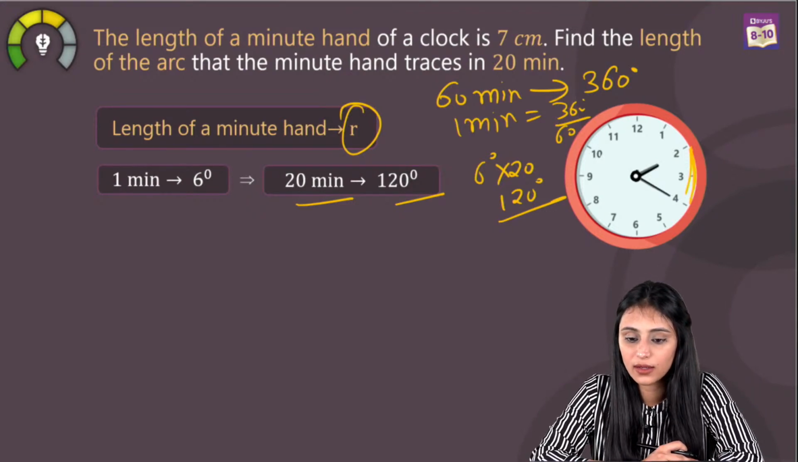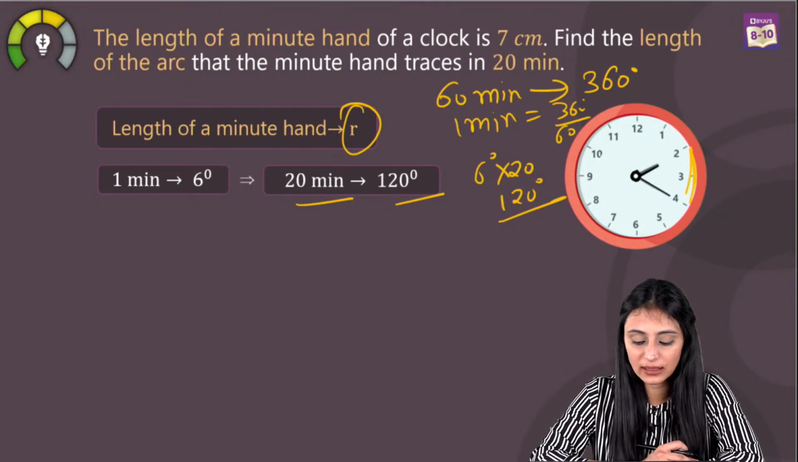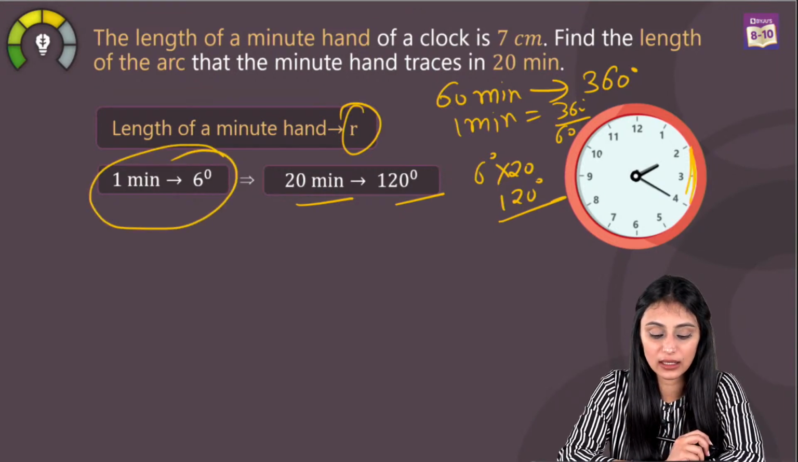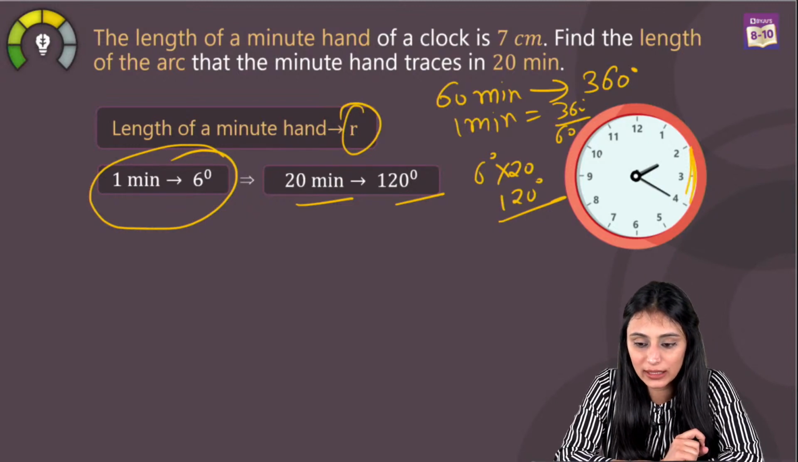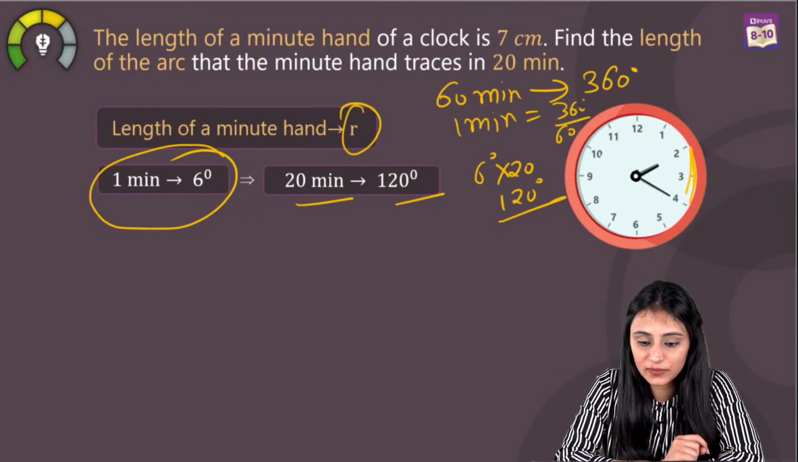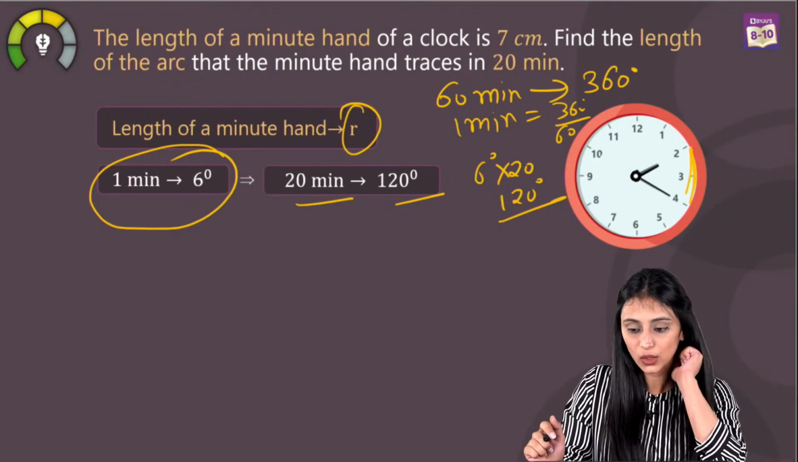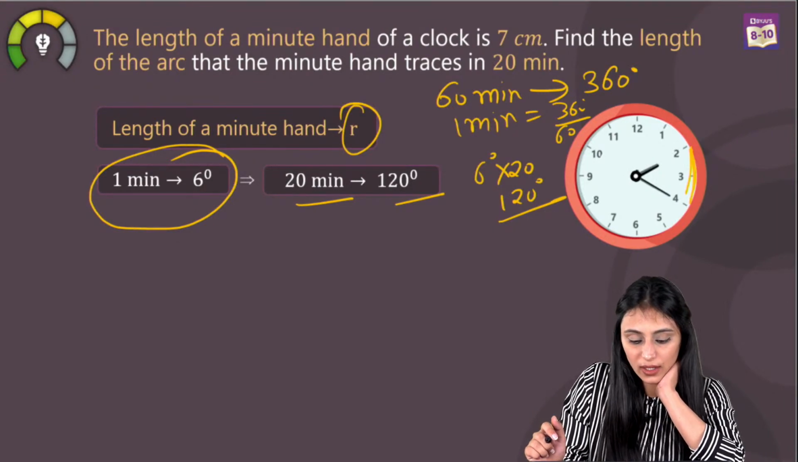Aza, you are saying it's 90 degrees. How come it is 90 degrees? We know that in 1 minute it covers 6 degrees, so in 20 minutes, I'll simply multiply by 20. It's going to cover 120 degrees. Alok says it's 120. First tell me that all of you are getting this, that theta is 120 degrees. Quickly, just write this down. Yes, Radha, I am repeating this.